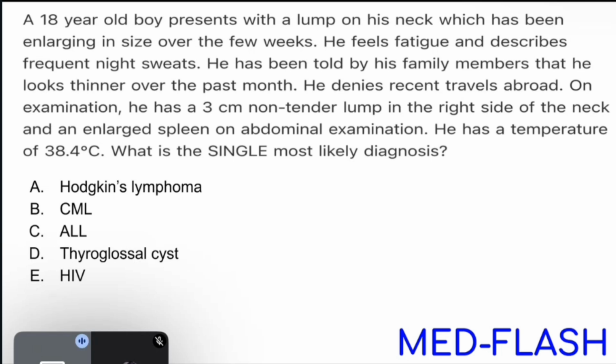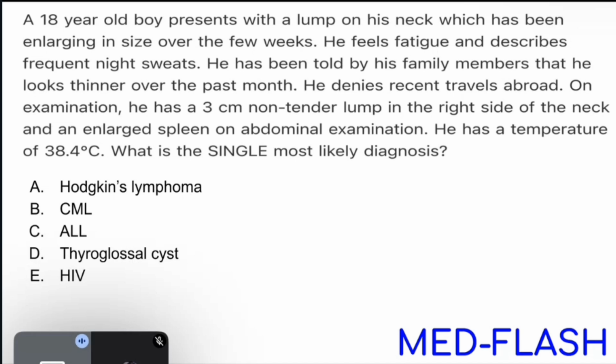Now, why can't it be ALL? The answer is because of lack of pancytopenia. You can't see any manifestation of pancytopenia in the patient, right? There is no mention of thrombocytopenia. There is no mention of WBC count. There is no mention of... no, there is anemia. So only one category which is showing anemia.